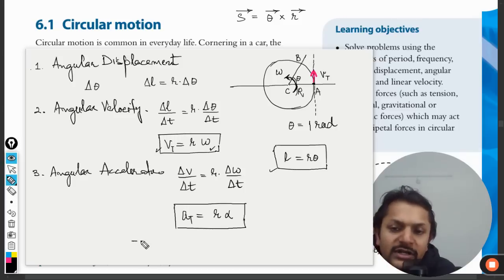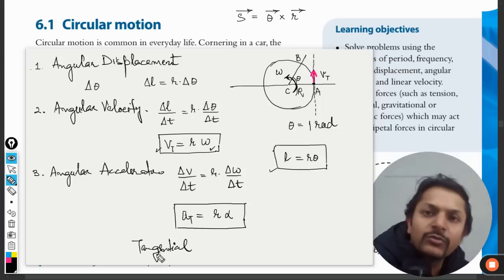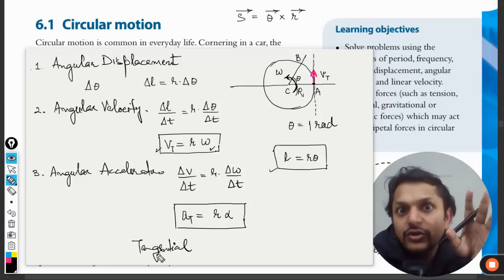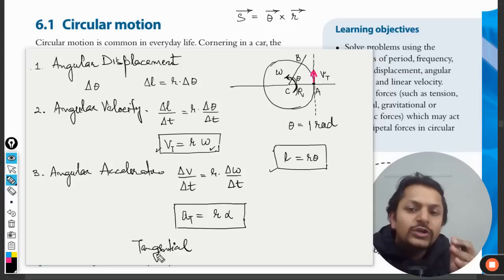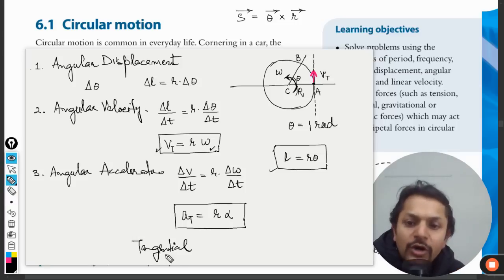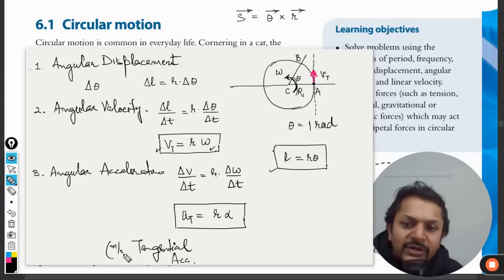Very, very important. Please don't get confused here, because we would be introduced to many types of accelerations in circular motion. There are three types of acceleration, although. We would be going for the centripetal acceleration in the next video. So two types of acceleration I'm just telling you now. This is called tangential acceleration, and the unit is meter per second square.